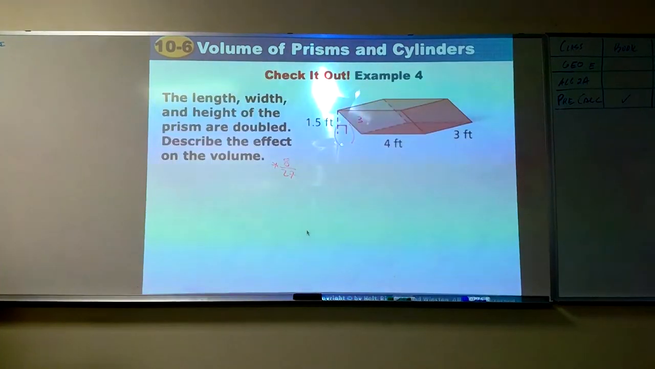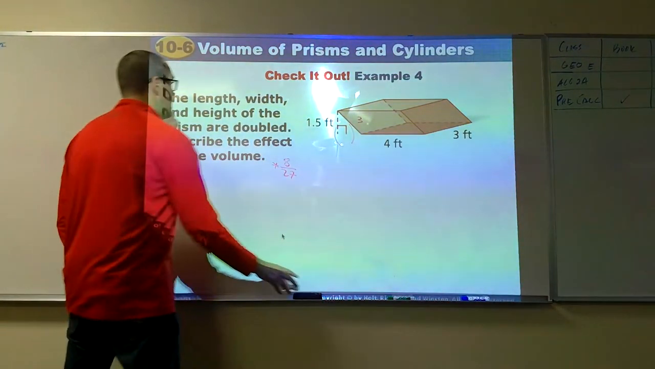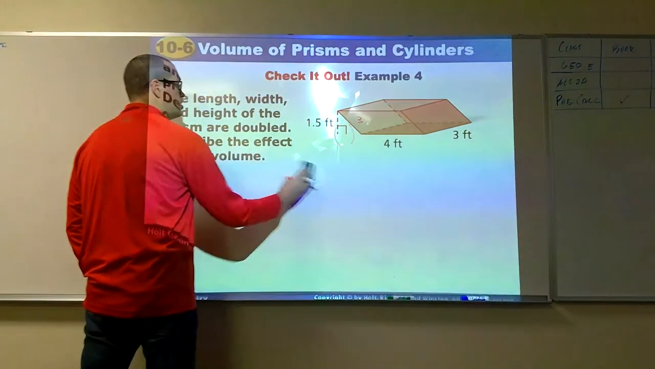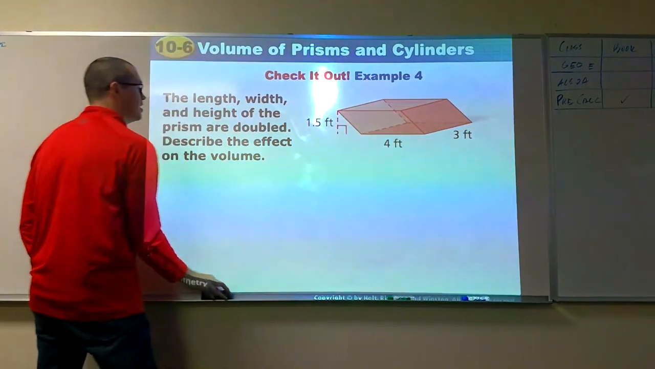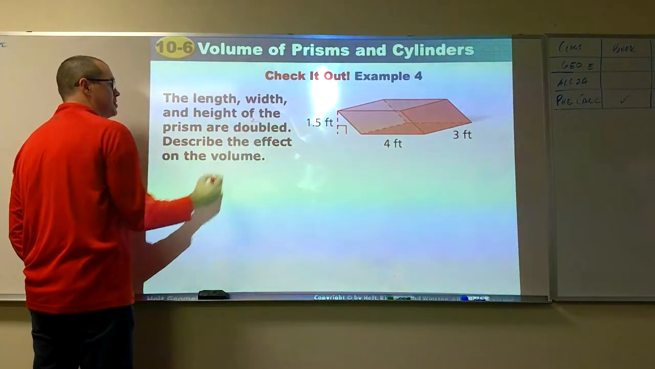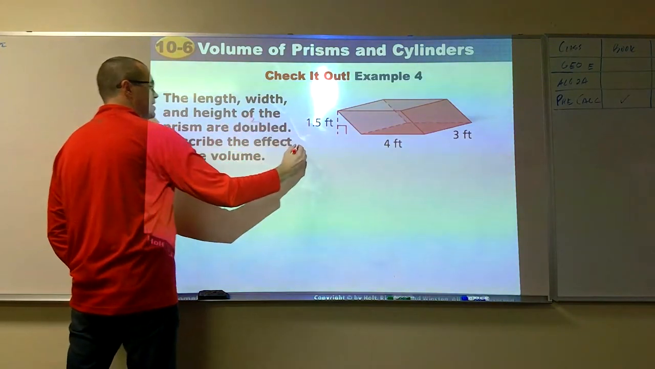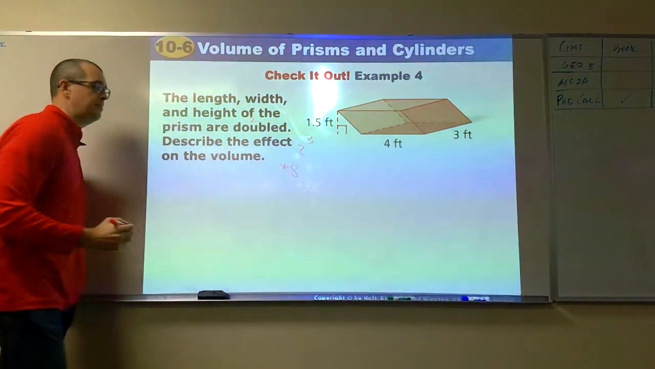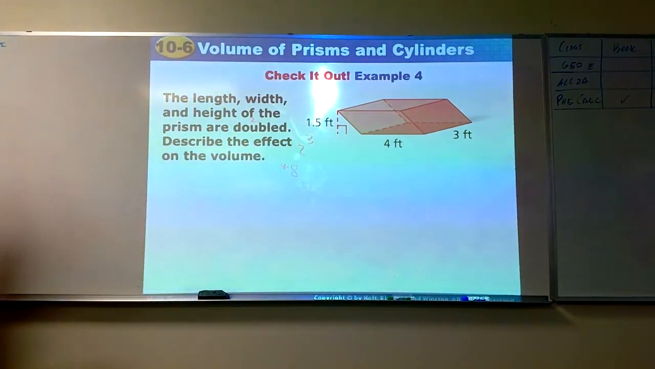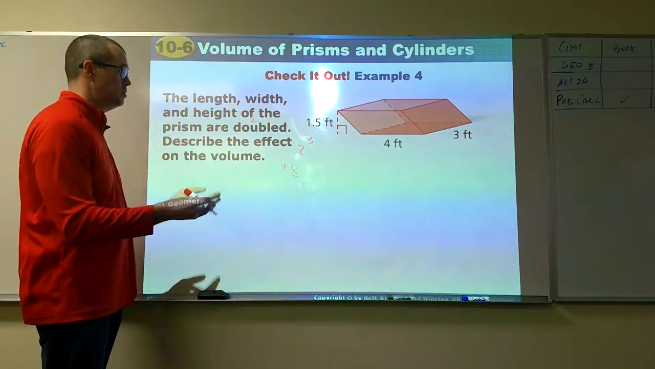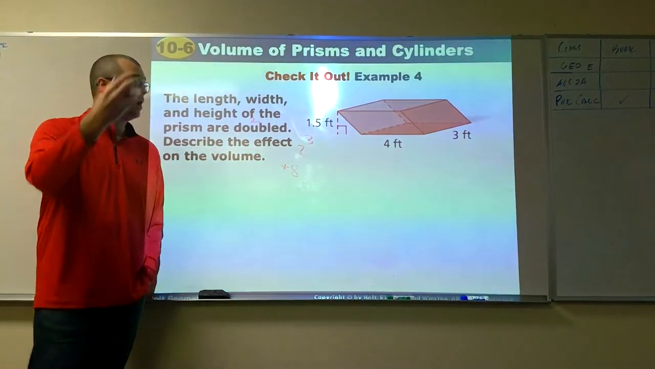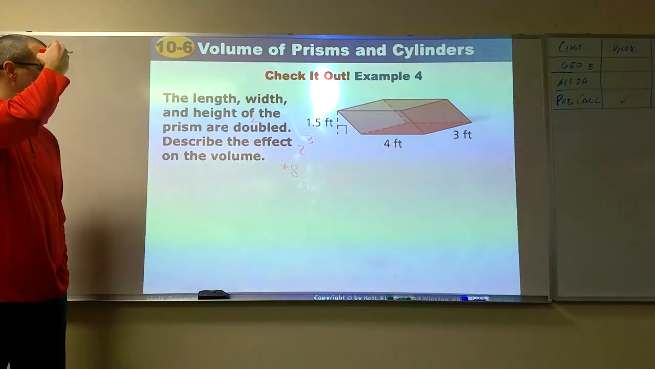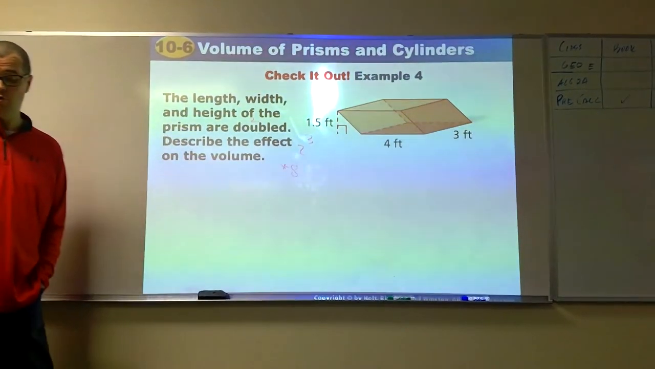Cube for volume. Okay? Length, width, and height of a prism are doubled. Describe the effect on the volume. Well, if I double something, I want a volume. I take 2 cubed, which is 8. So my volume is going to be 8 times bigger from old to new. So if it's area, you square the effect. If it's volume, you cube the effect.